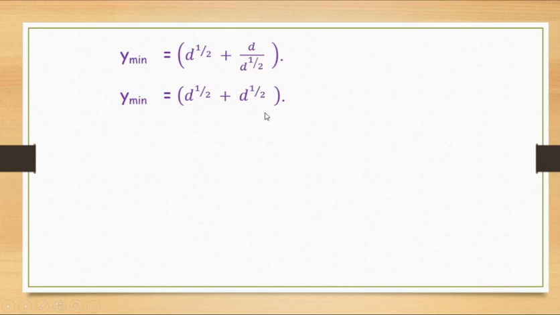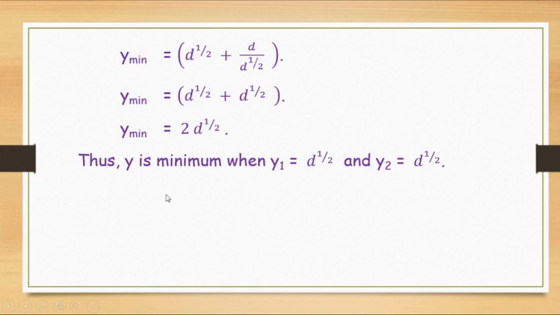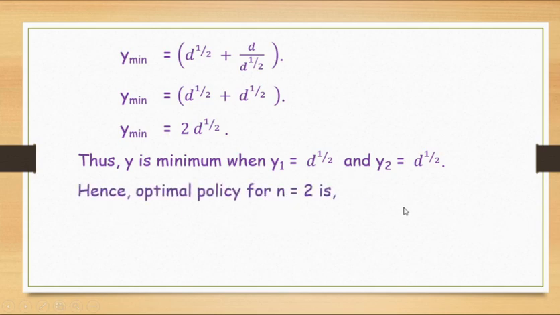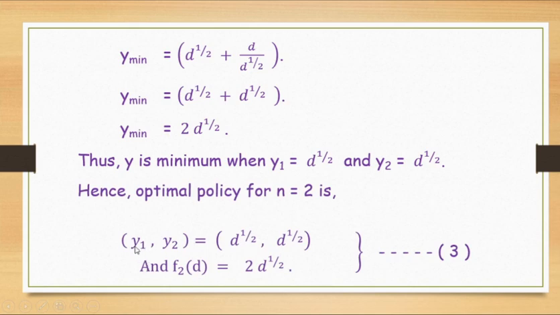d raised to half plus d raised to half means 2 times d raised to half. That will be the minimum value of y when n is equal to 2. Thus y is minimum when y1 is equal to d raised to half, y2 is equal to d raised to half. They must be equal and its value will be d raised to half. Hence the optimal policy for n equals 2 is the two parts y1 and y2 both are equal, and that value will be d raised to half, and the corresponding objective function gives f2 of d is equal to 2 times d raised to half. Total equation number 3.